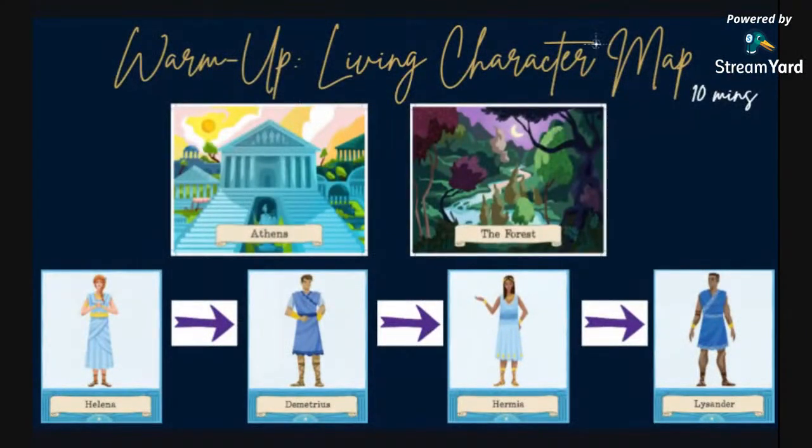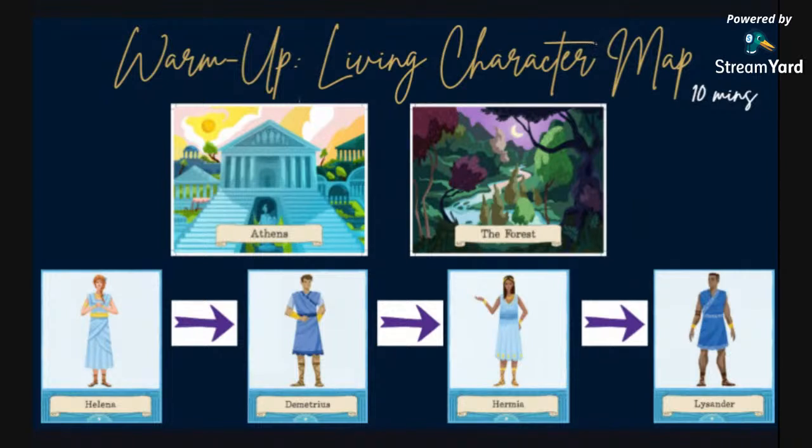The first component is a warm-up living character map for 10 minutes. So for this component, the teacher is going to divide up the classroom, designating one part as Athens and another part as the forest. A student is going to stand in each place with the respective location card, which can be found in the digital components.